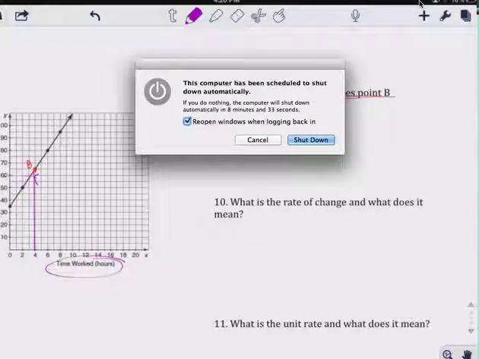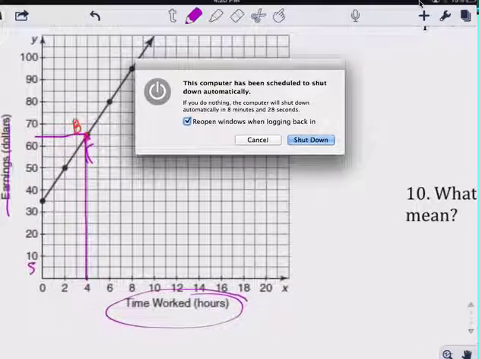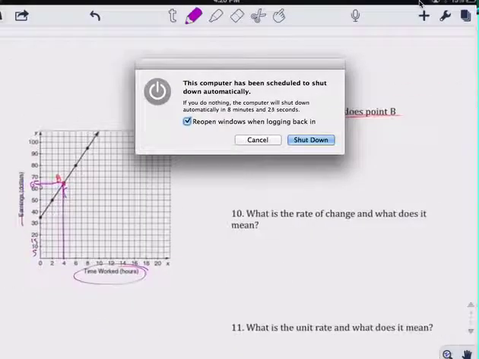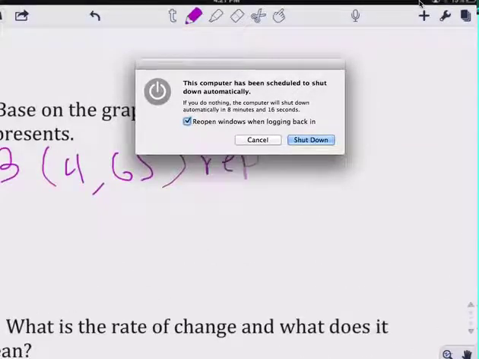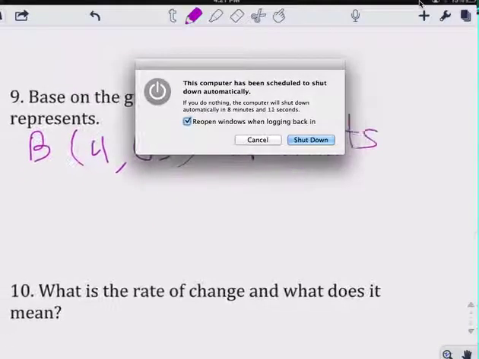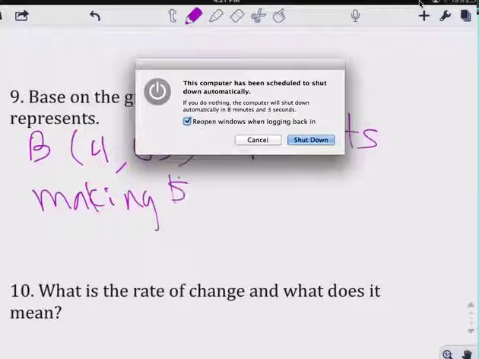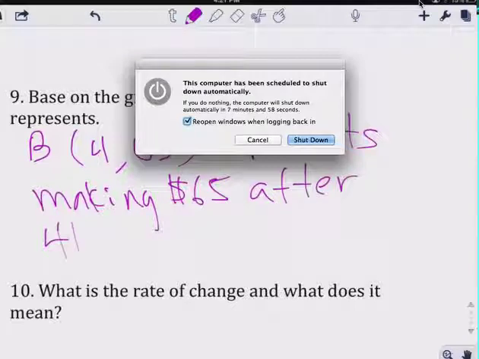Oh no, that's too short. Go all the way up one more. $65. We're going by 5. 5, 10, 15, 20, 30. That's $65. So B, 4, and 65 represents 4 hours of work making $65 after 4 hours of work.